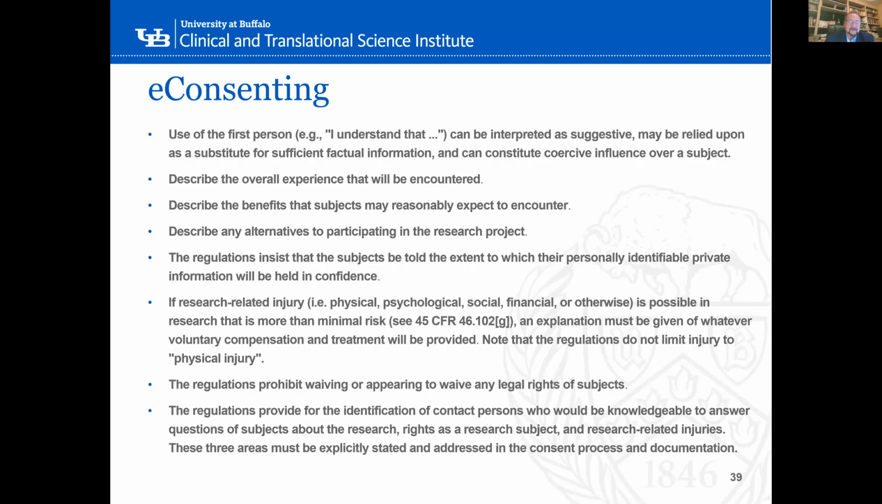The regulations provide for the identification of contact persons who would be knowledgeable to answer questions of subjects about the research, the rights as a research subject, and what will happen with research-related injuries. And these three areas must be explicitly stated and addressed in the consent process and documentation. And there must be a statement regarding voluntary participation and the right to withdraw from the study at any time.